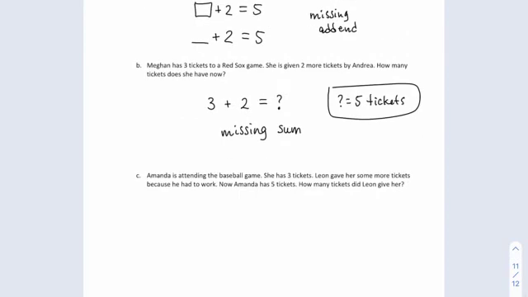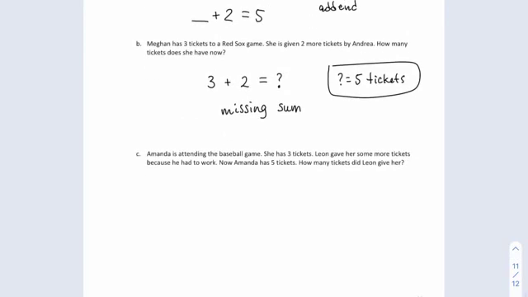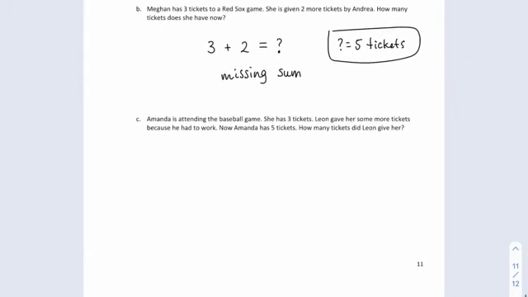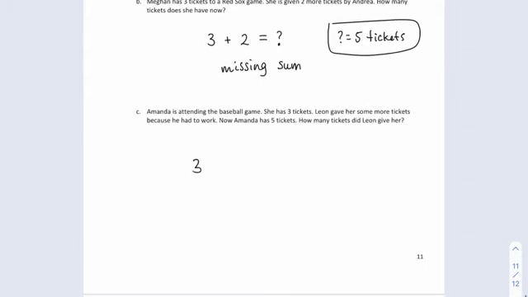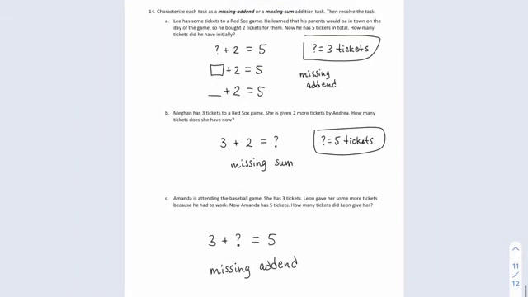In this case here, Amanda is attending the baseball game. She has 3 tickets. Leon gave her some more tickets because he had to work. Now she has 5 tickets. How many tickets did Leon give her? Well, she had 3 to begin with, and she got some more, but we don't know how many more. But now she has 5. So our structure here is 3 plus something is 5. This is another case of a missing addend. It's the second addend this time that we're missing, and not the first, if that order matters to you.